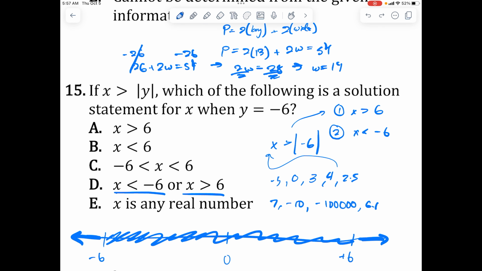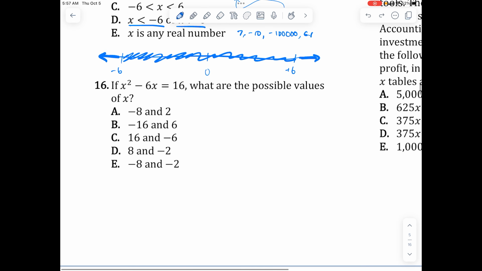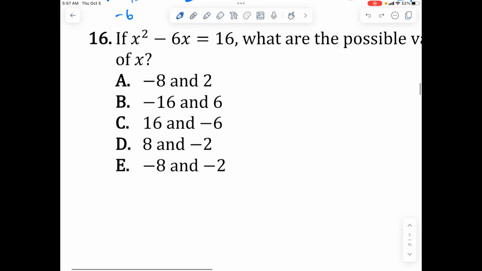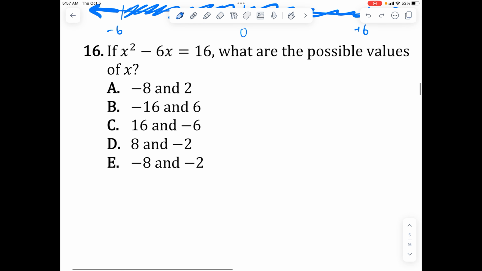Okay, so now your typical absolute value problem requires a little bit of thought and consideration. The way I solved it, at least what's making sense to me right now, is just by graphing it. And this is the correct solution here.